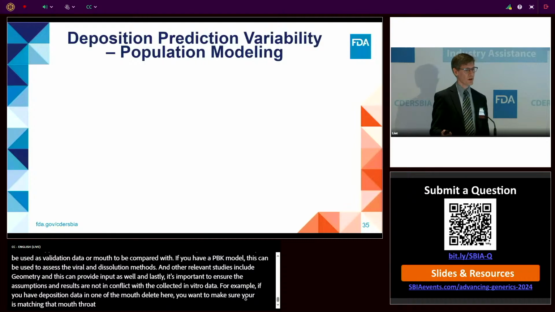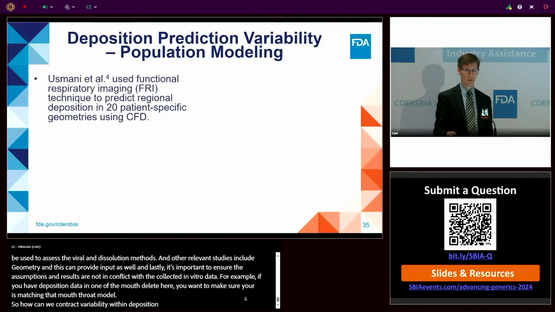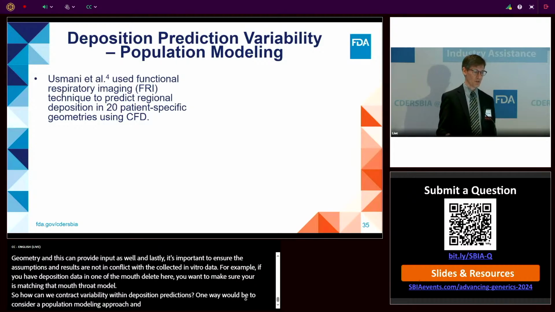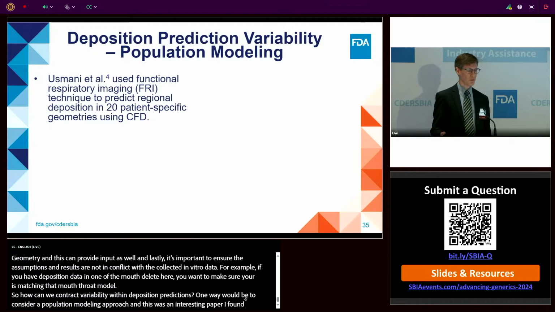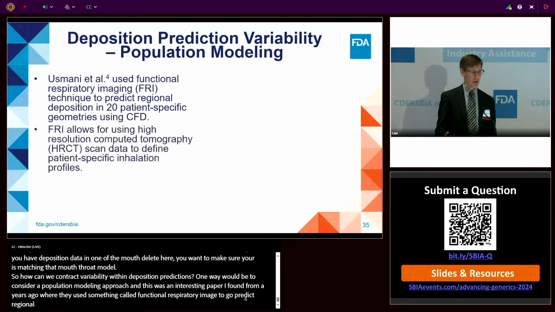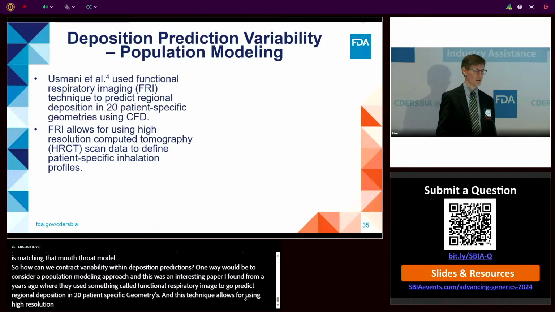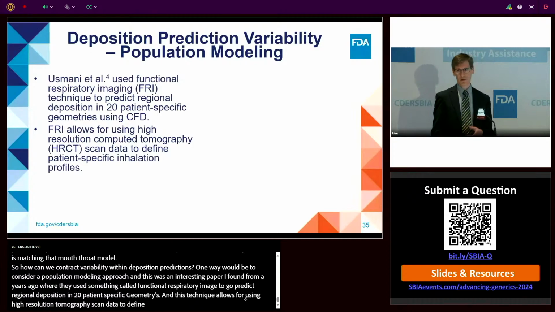So how can we consider variability within deposition predictions? One way would be to consider a population modeling approach. And this was an interesting paper I found from a few years ago, where they used something called functional respiratory imaging to predict regional deposition in 20 different patient-specific geometries. And this technique allows for using high-resolution computed tomography scan data to define patient-specific inhalation profiles in addition to the lung models. What you have are inhalation profiles and lungs that are paired together.